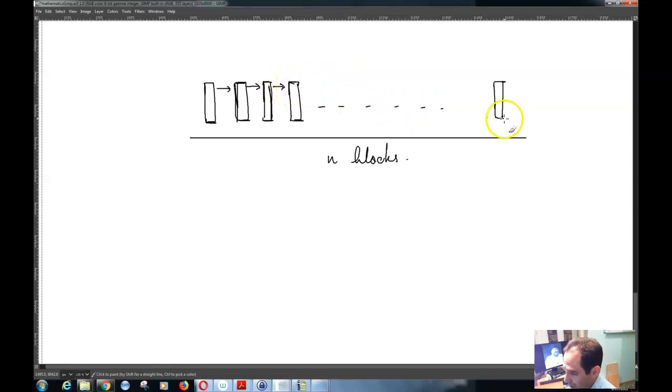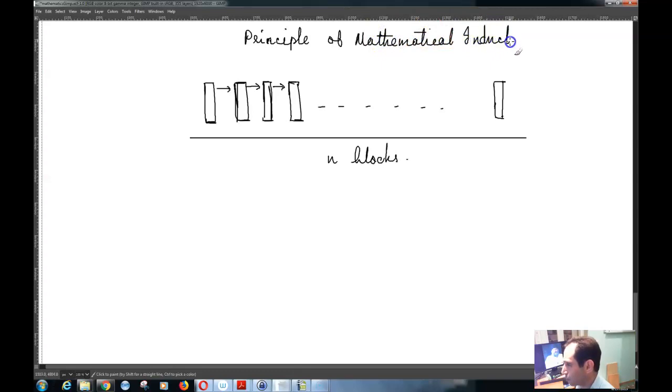Now we are using the same principle as the principle used in that game in the principle of mathematical induction. So what we do in the principle of mathematical induction is some kind of proving, for example, proving that some result is true.